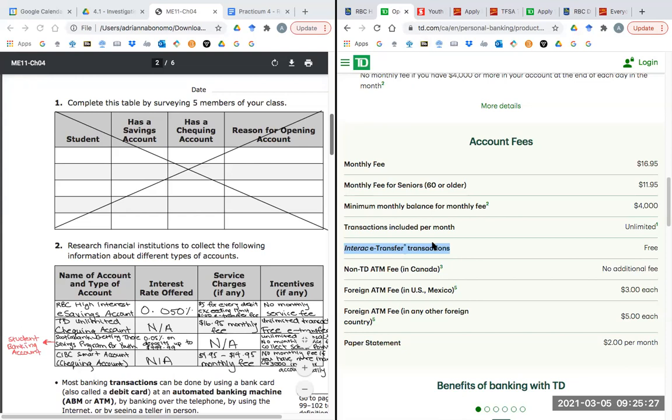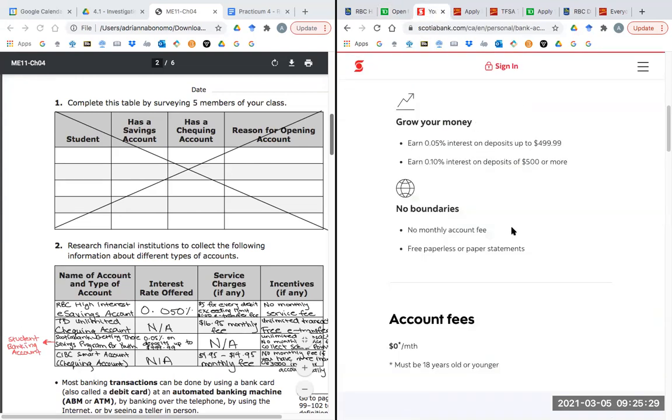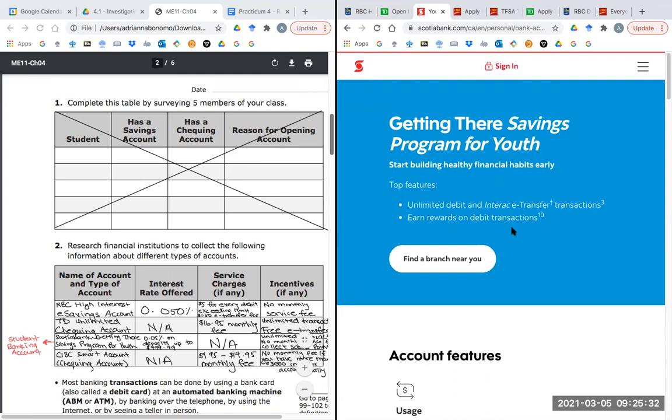So the next account is Scotiabank. I found this one, Getting There Savings Program for Youth. So this is a type of student banking account. When you're a student and you're first opening up a bank account, your financial advisor is usually going to encourage you to open a student account because, as I mentioned before, the requirements, the criteria, the setup of it all is created intentionally to help you be very mindful of your finances and what you're spending.